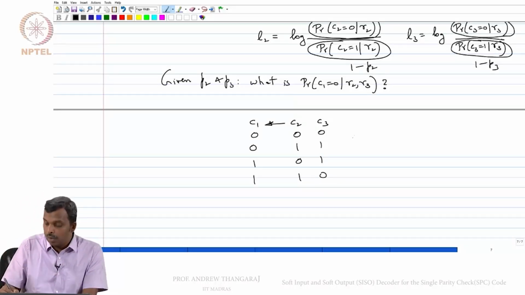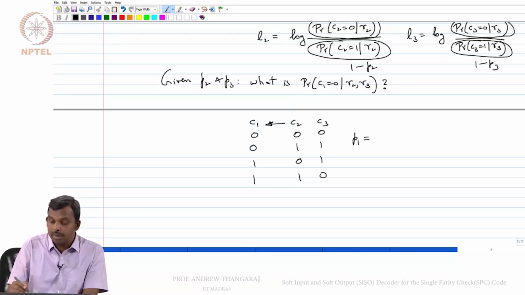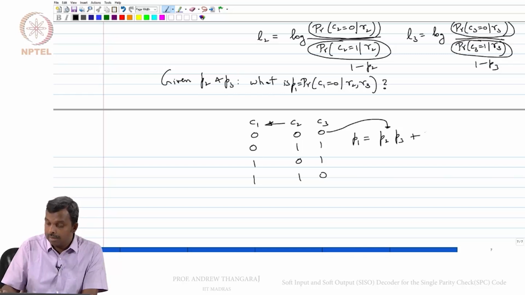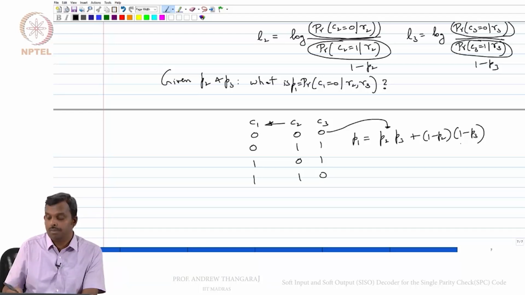Okay. So, if you want to look at P1, which is the probability of C1 equals 0, maybe I should call this P1. This is going to be P2 times P3, that is the first term here, plus 1 minus P2 times 1 minus P3. That is the second term here.